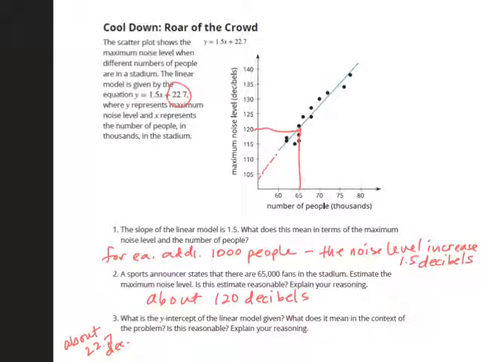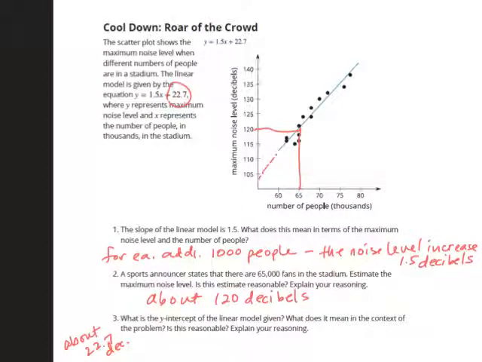For number 2, the sports announcer states that there are 65,000 fans in the stadium. So if I go to 65,000, I can go up to my linear model, and then I can go back and see what the maximum noise level is. It's approximately 120 decibels. Note, you can also plug 65 in the equation. You don't want to put in 65,000, just 65, because they're representing the 1,000 with the 65.